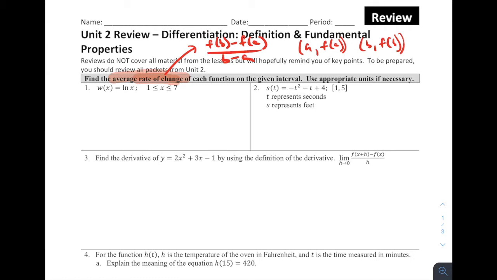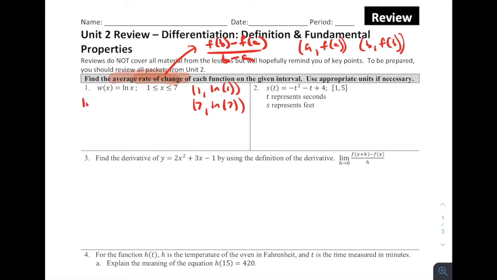Now, knowing that, in this first problem for number one, w of x is the natural log of x, and we're saying it's between 1 and 7. So we're going to use the endpoints of this interval as our x values, our a and our b. We have an input of 1. If we input 1 into w of x, the output is going to be the natural log of 1. And if we input 7, then our output is going to be the natural log of 7. We're going to use these coordinates for that average rate of change.